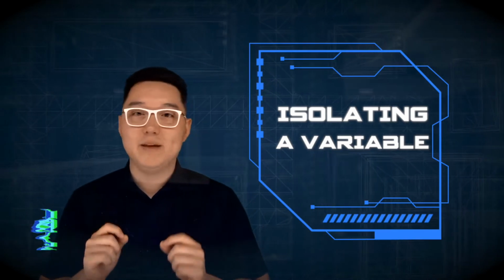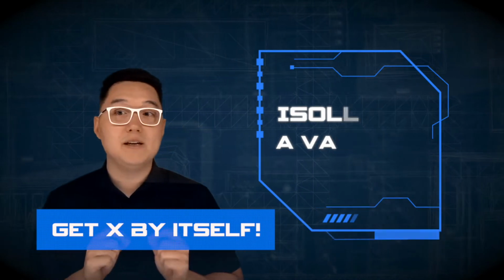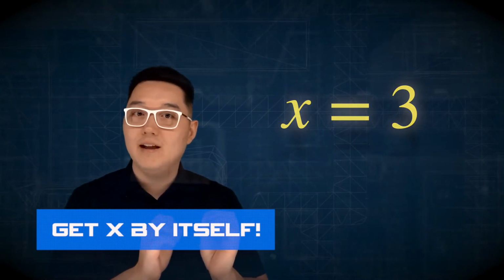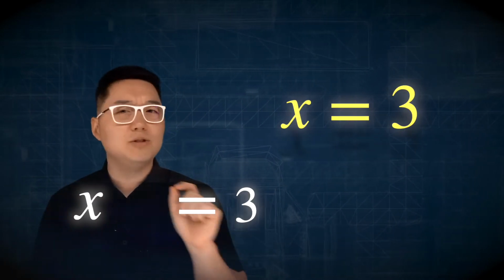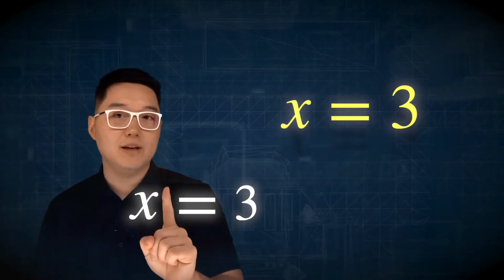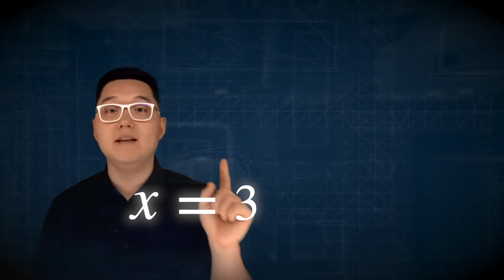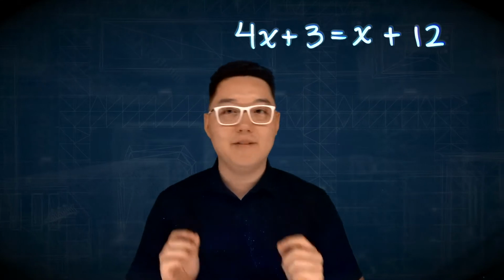Now, isolating a variable means to get x, the variable, by itself. This is because we want our solution to say 1x equal to a number like 3. Notice we don't want to say something like x plus 5 equal to 3 or 2x equal to 3. We just want 1x equal to 3. We just want 1x by itself, equaling a number or solution. Okay, so now I think we're ready to solve that exact same problem by isolating the variable x.